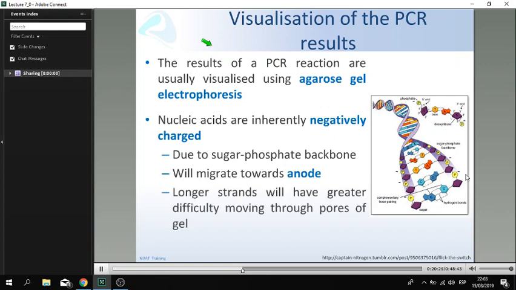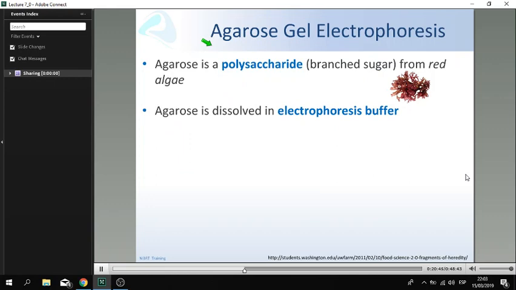All the DNA will move towards the anode, but longer strands will be slower, just like in protein gel electrophoresis. Longer strands have greater difficulties moving through pores, while smaller DNA strands can move much quicker. So you can separate DNA based on size on an agarose gel.